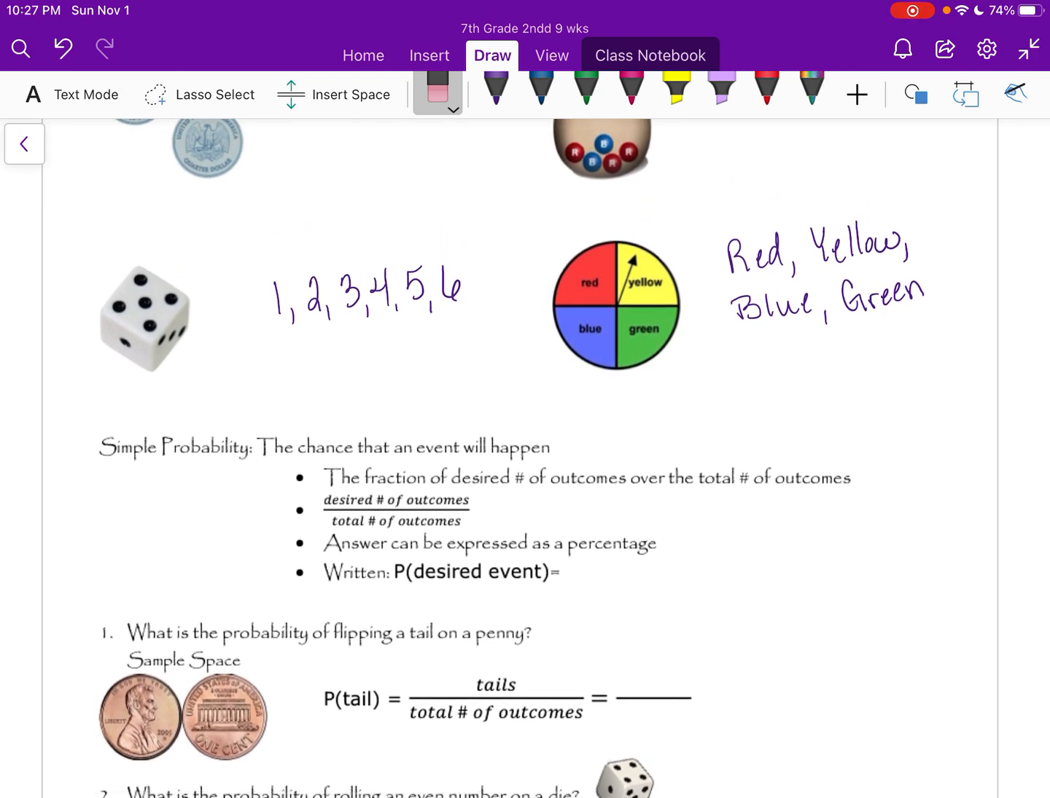All right, our first question is, what is the probability of flipping a tail on a penny? There's our penny, there's our sample space. We can either get a heads or we can get a tails. So it's the probability of flipping the coin and getting a tail equals how many tails can we get out of the total number of outcomes. We can get 1 tail out of 2 different outcomes, so that's 1 out of 2, which we know 1/2 is 50%.